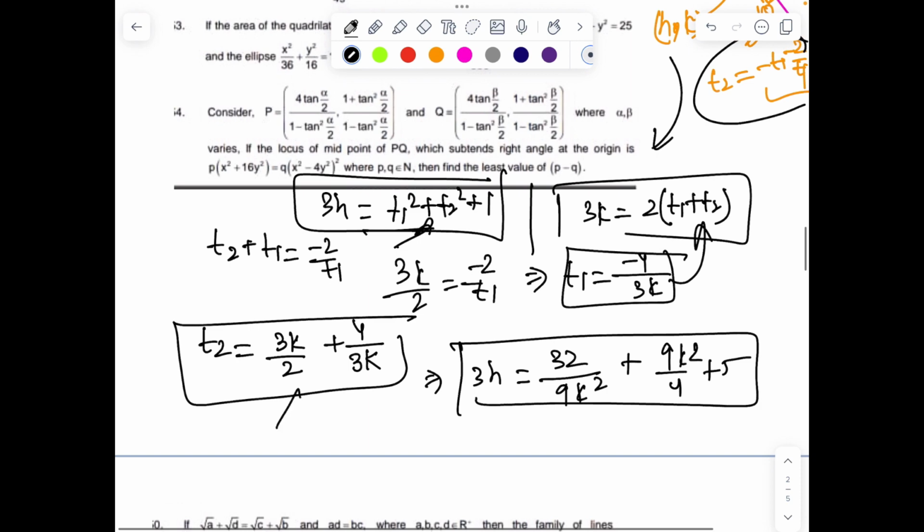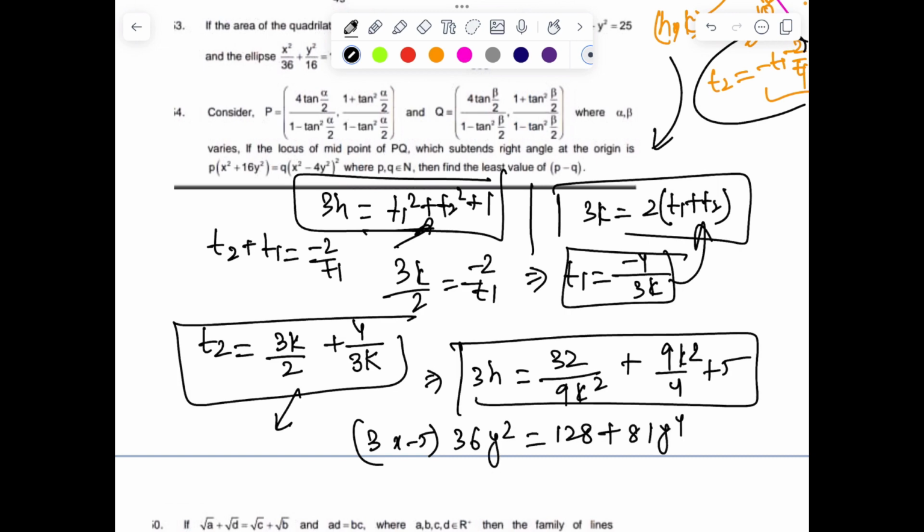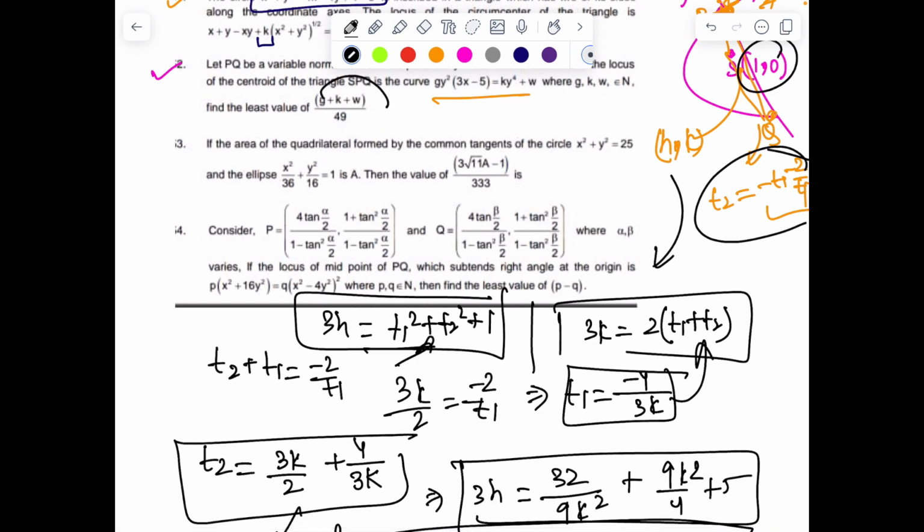And this is a locus, representing this in xy terms: 3x minus 5 equals 32 by 9y square plus 9y square by 4. Rest is just comparison. So the value of g that we got is 36, k is 81, and w is 128. And if we add and divide, gk plus w is going to be 245. It's 245 by 49 with n. Let's move to the next question.